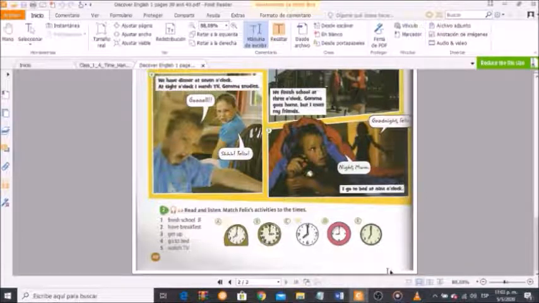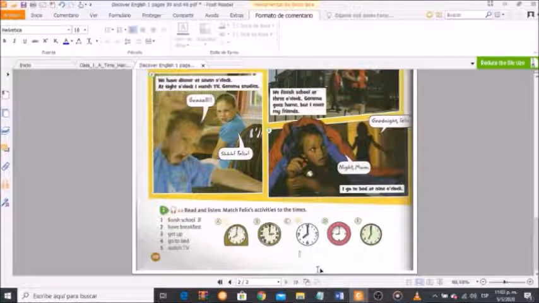Okay, let's check this. So, what time does Felix have breakfast? Very good, at 8 o'clock. But look, this is 8 o'clock. And this is 8 o'clock as well. But he has breakfast at 8 o'clock in the morning, okay? Can you see there is a sun here? And here there is a moon. So, he has breakfast at 8 o'clock in the morning. So, have breakfast. Very good.